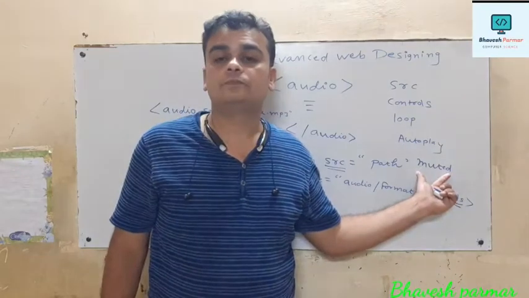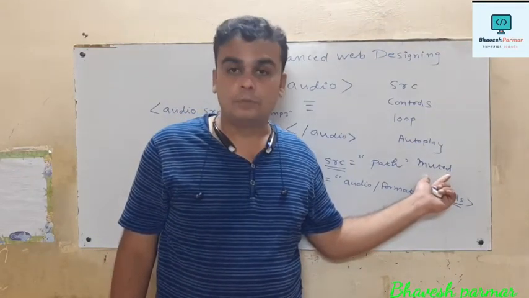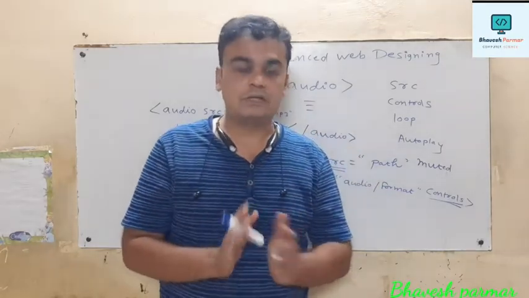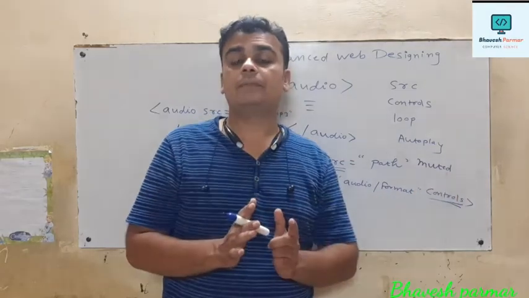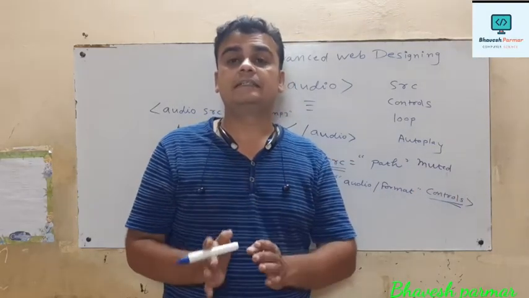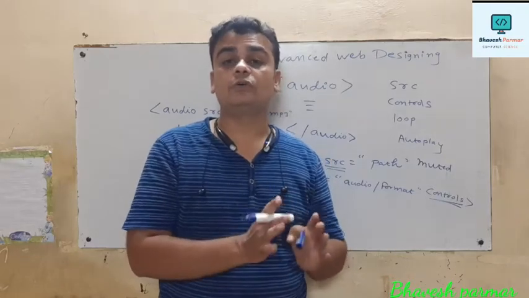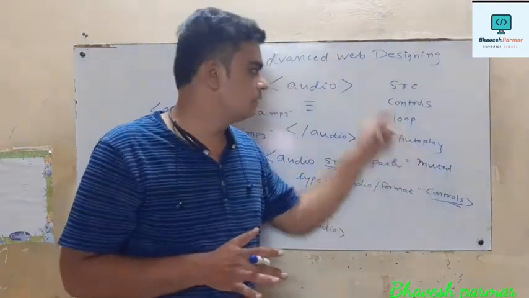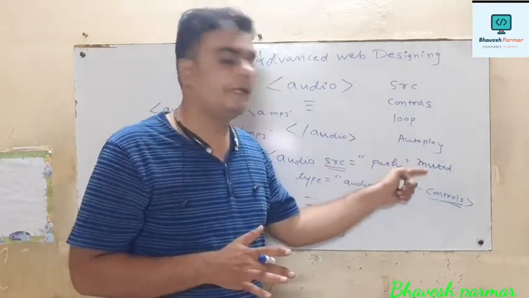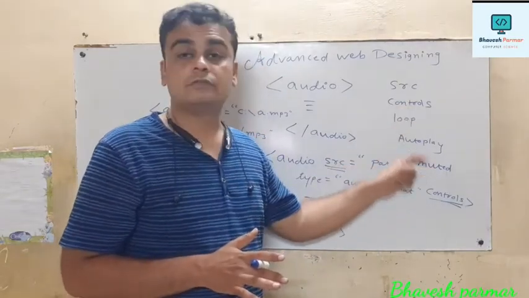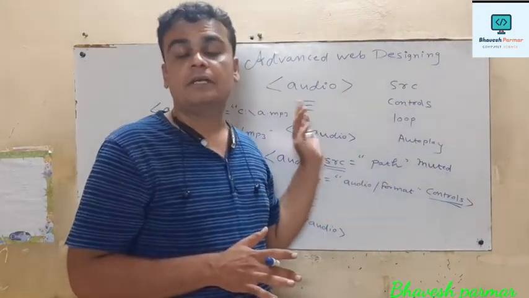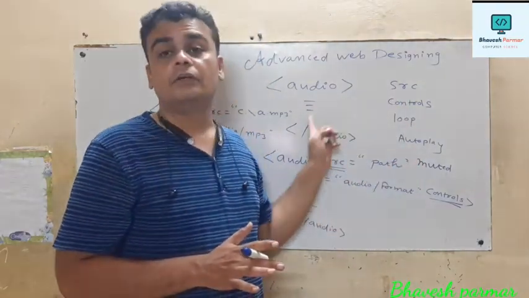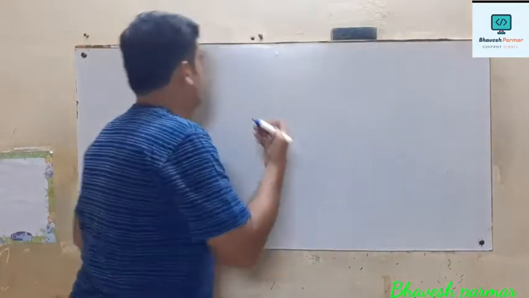If you want to use this attribute in your program, then when you load that audio file in your web page and I am using the muted attribute, you will never hear any audio from your multimedia speakers. So these are the various attributes: SRC, controls, loop, autoplay and muted. We can use these attributes at the same time in our program. I will show you one example of how these attributes are used. So guys, the example is like this.